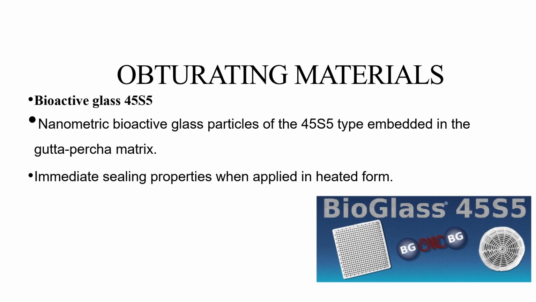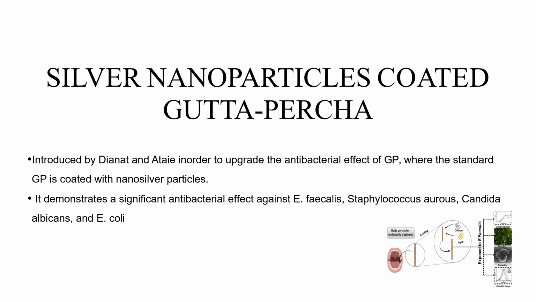Coming to obturating materials: bioactive glass 45S5. Nanometric bioactive glass particles of 45S5 are usually embedded in the gutta-percha matrix, giving immediate sealing properties when applied. Silver nanoparticle coated gutta-percha was introduced by Dianat and Atta in order to upgrade the antimicrobial effect of GP, where the standard GP is coated with nano silver particles. It demonstrates significant antibacterial effect against E. faecalis, Staphylococcus aureus, Candida albicans, and E. coli.